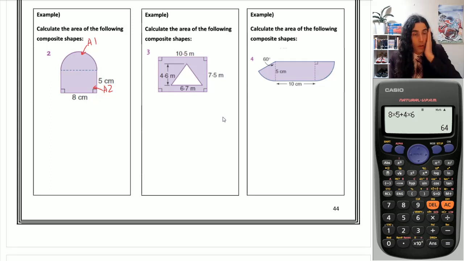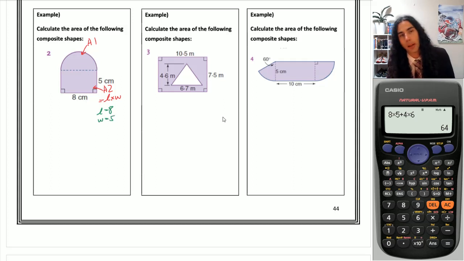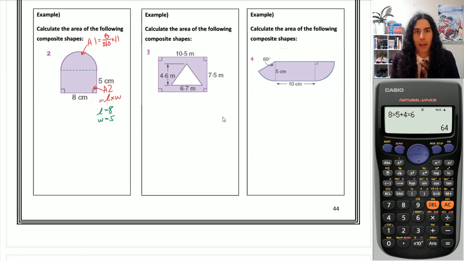Now, the bottom one's easy. It's a rectangle, length times width. And I'll say straight away, in green, length is 8, width is 5. Not a problem. But the top part, it's not a full circle. It's a semicircle, so it's a sector. So it's half a pi r squared, or we could do it this way. This formula always works: theta on 360 times pi r squared. Where, in green, the theta, what angle do we have? We've got 180 degrees, half of 360.